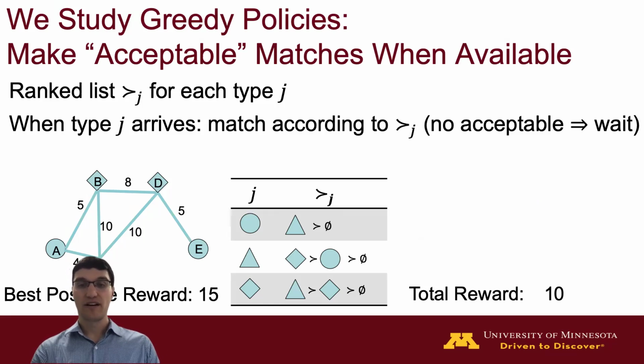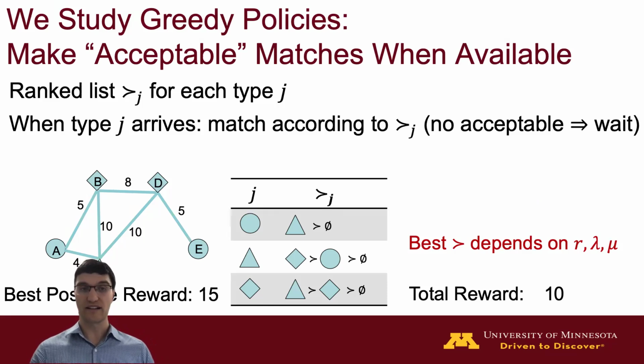So you might say, oh, it's really too bad that we didn't match that circle with that diamond. Maybe we should modify the policy to allow circles and diamonds to match. And maybe we should. The point is that it's not clear what the best greedy policy is. That's going to depend on the parameters, of course, the rewards, like how valuable is a circle diamond match, but also the arrival and departure rates, right?